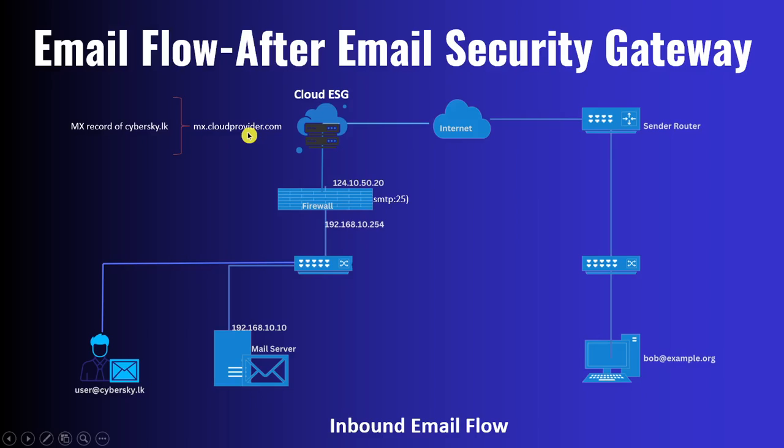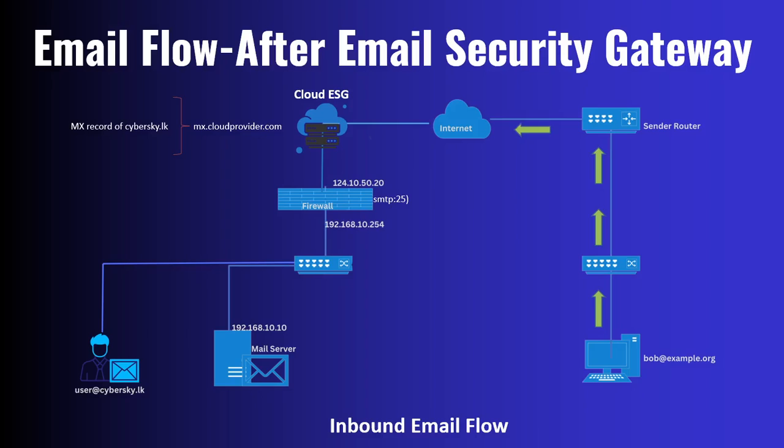Once you have updated it, when Bob sends an email to cybersky.lk, all the mail flow goes through this Cloud ESG. Earlier, the MX record pointed directly to this public IP address. Now your MX is changed to this Cloud ESG, and the mail flow goes like this.